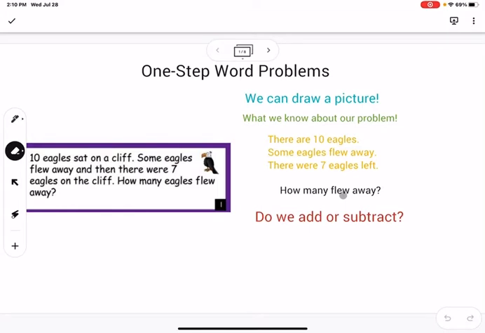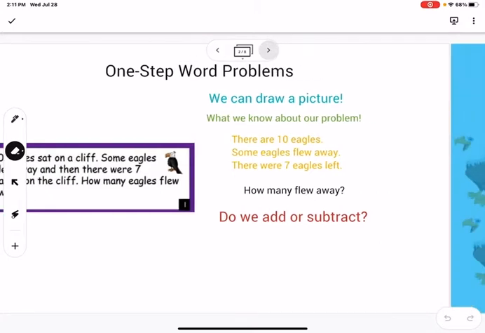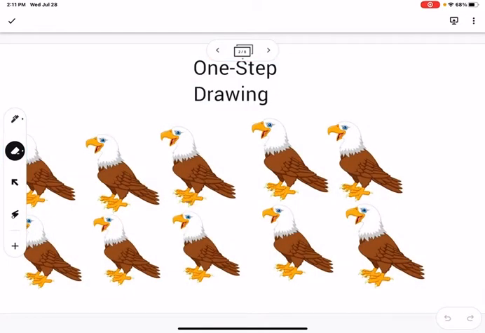So if we're trying to figure out how many eagles flew away, do we add or subtract to get our answer to the problem? Here's our 10 eagles. There's 5 up top, 5 at the bottom. So we have our 10 eagles that sat on the cliff. And it also said that some flew away and left 7 there.